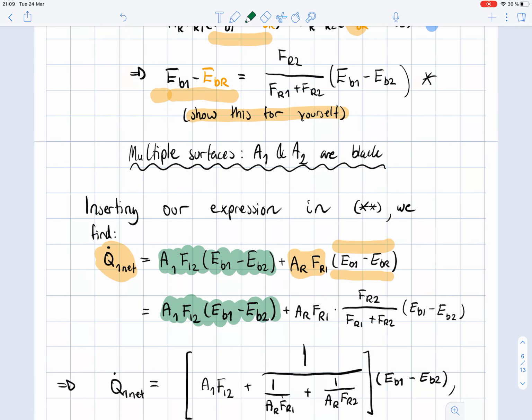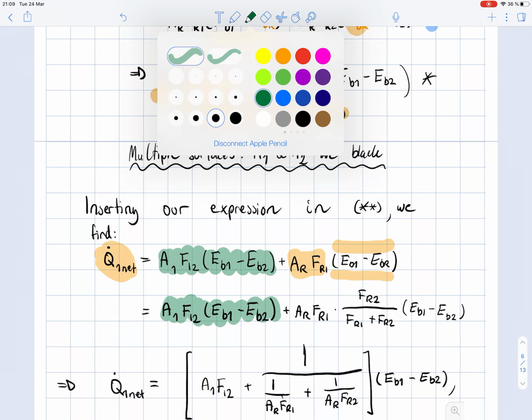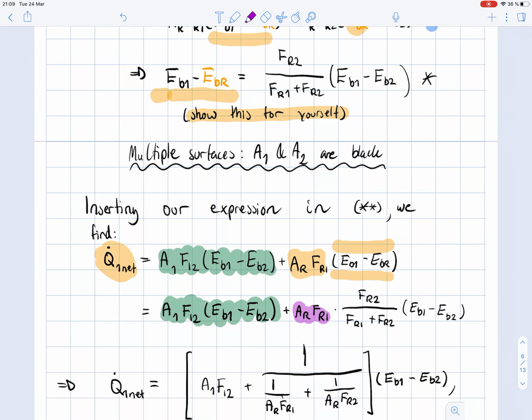This is the same. And here now we have what we got from equation star. As I said, this is no longer a function of EBR. It only contains EB1 and EB2, which depend upon the known temperatures, which greatly simplifies the calculation of the net heat transfer rate, which ultimately is what we are interested in.